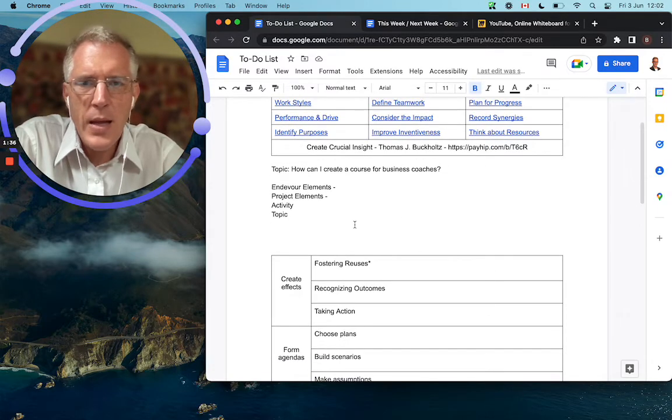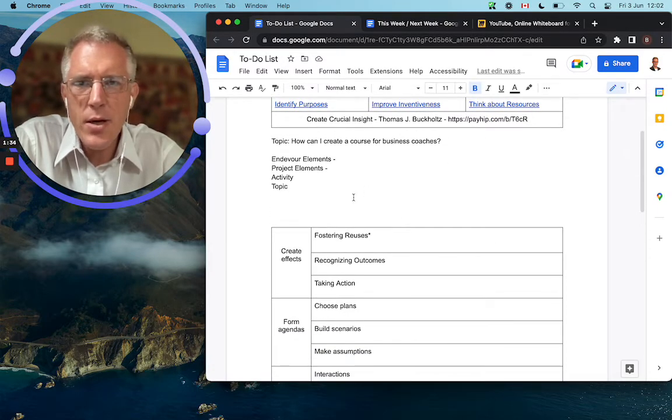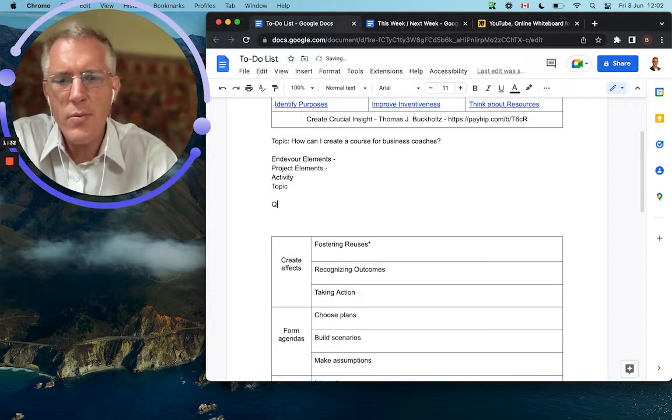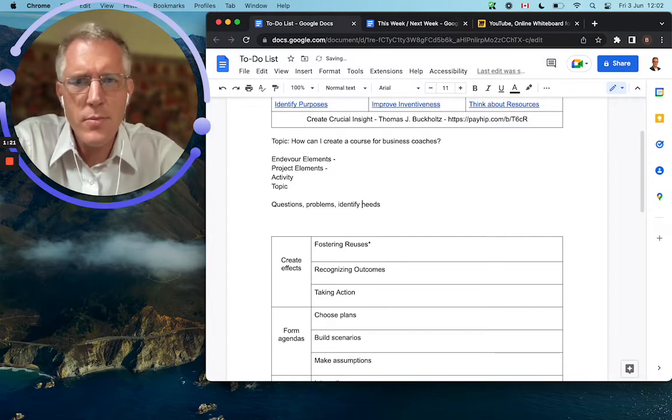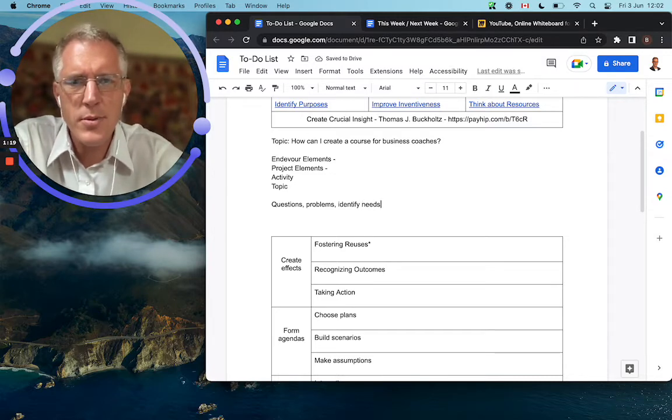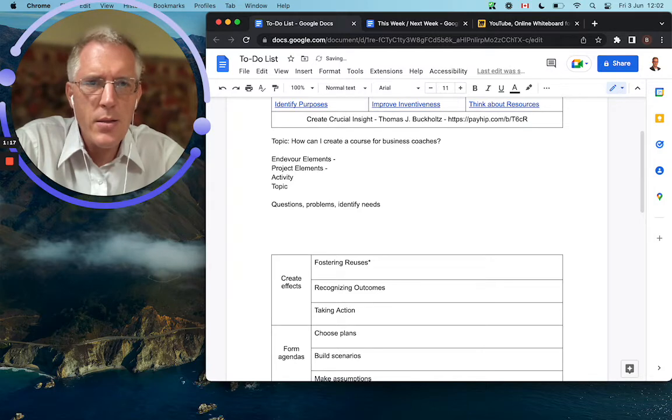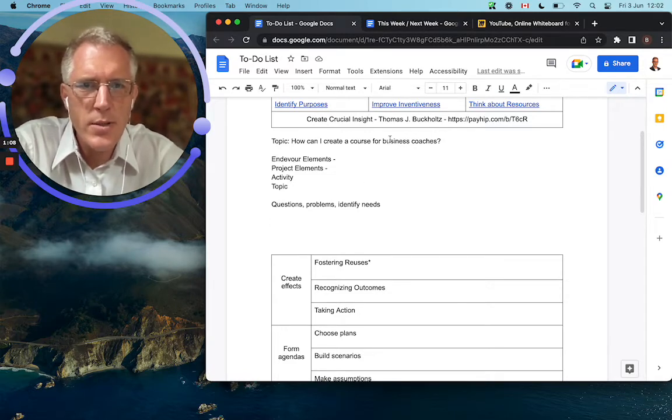All right. Now, I think there are two ways that we can start here. One, we could start with what questions, problems, or needs. Identify needs. What kind of questions do I have? What kind of problems? So, what are the questions and problems that I have? Well, I have at least one question, so we can start from there. How can I create a course for business coaches?